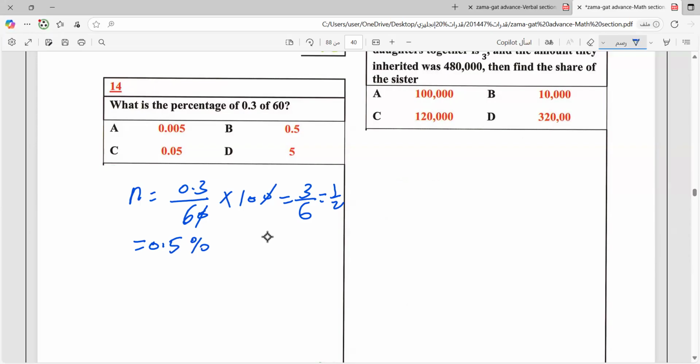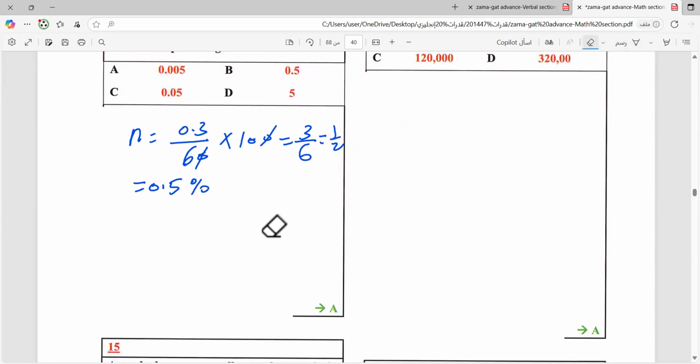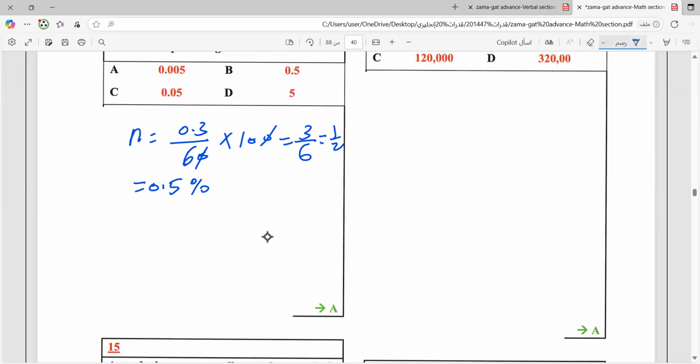In the multiple choice options, we don't have a percentage. So what will I do? You divide it by 100. So 0.5 divided by 100 is 0.005. So the answer is A.